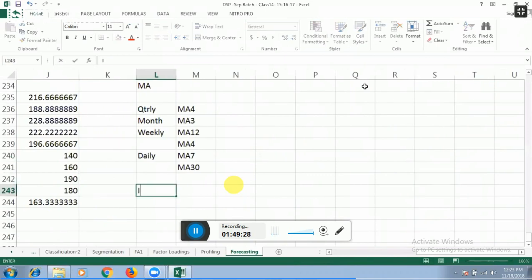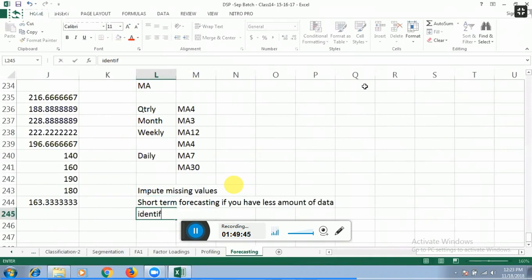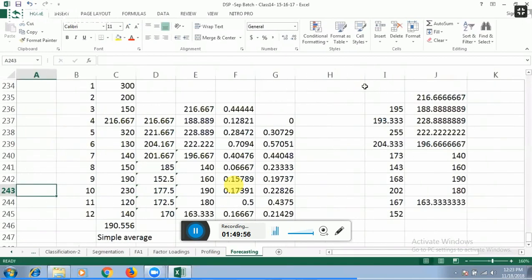So a lot of times, we use moving average to identify trend, impute missing values, and for forecasting, I mean short-term forecasting if you have a small amount of data, and identifying the trend line. These are the uses for which we use moving average. Are you clear now? Any questions on the moving average, weighted moving average, center moving average?